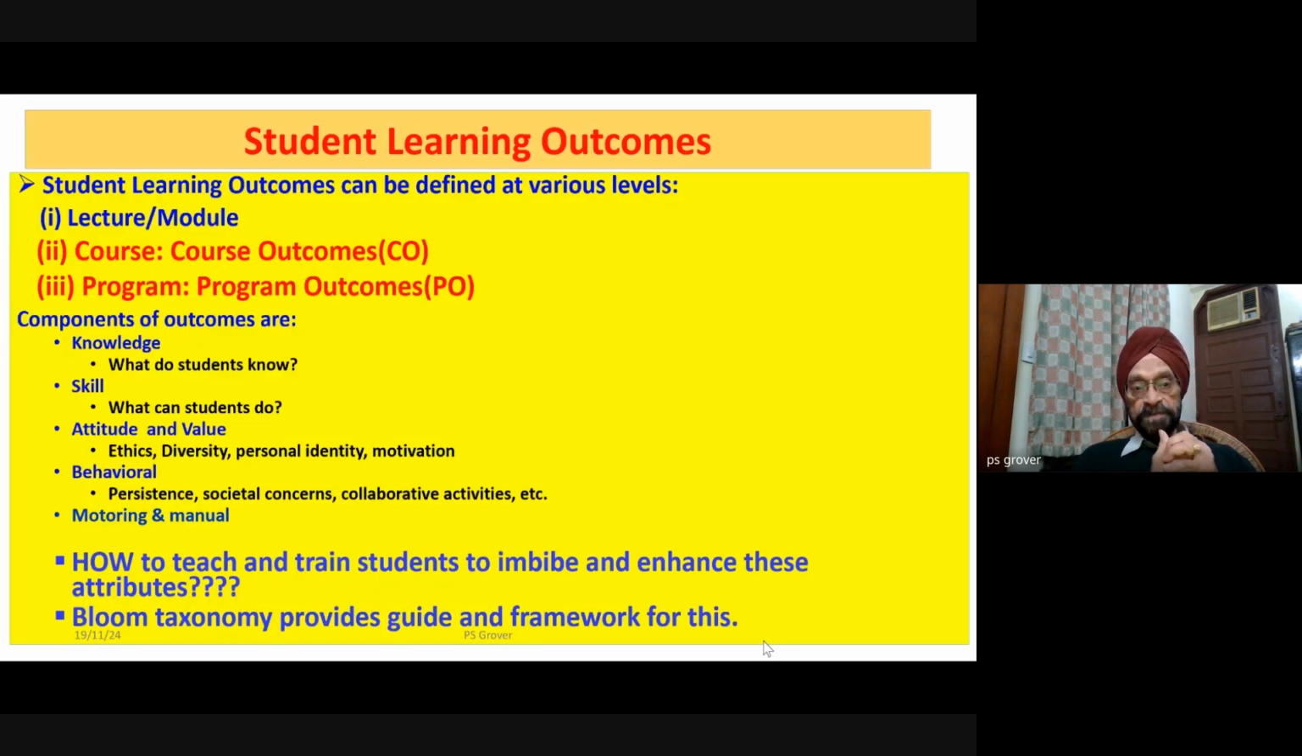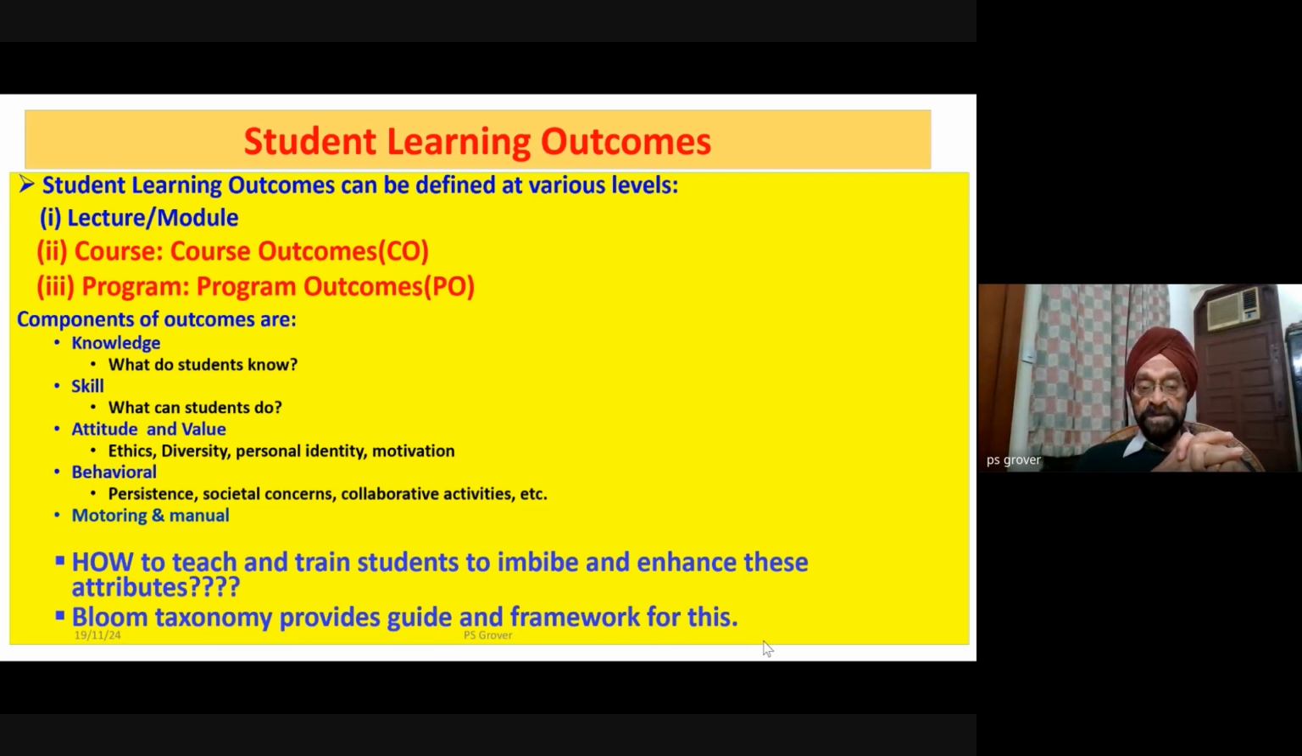Now, I want you to understand student learning outcome. Students undergo courses, students undergo programs, students undergo lectures. Each lecture or course or program has some learning for the student. Now, what is the learning outcome? Please appreciate this also. Learning outcome signifies knowledge. What do students know? It signifies skill. What can the student do with that knowledge? Attitude and value. What is the ethical behavior of the students?